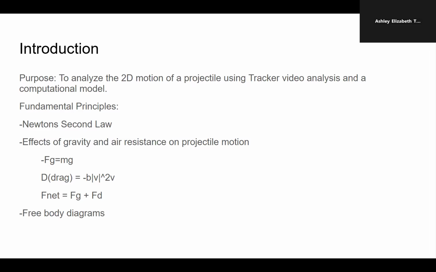Air resistance, or drag, acts opposite the direction of motion and depends on velocity. In our model, drag was proportional to velocity squared. The total force on the object is the sum of gravity and drag, and we used free body diagrams to visualize how these forces interact during motion.